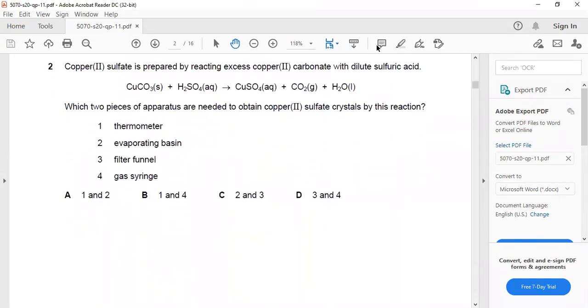Question number two is about preparation of salt. If you have not revised salts, then please revise it. Copper sulfate: first you have to see whether it is soluble or insoluble. It is a soluble salt. By reacting excess copper carbonate, you should know copper carbonate is insoluble.